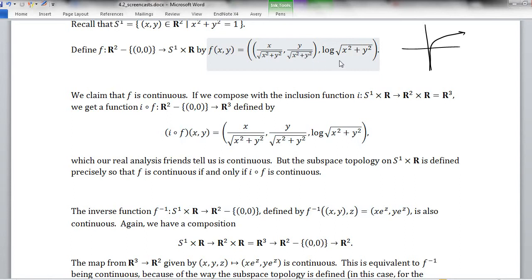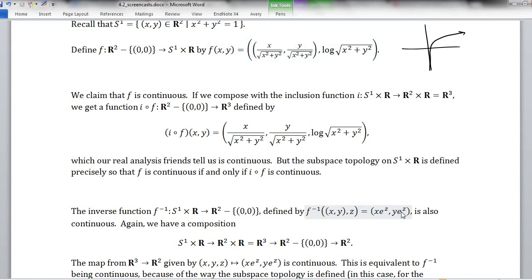And what is that? This corresponds to our z here. So we have z equals log of root x squared plus y squared. And if you write that in exponential form, you get e to the z equals root x squared plus y squared. So if we want to cancel these out, all we have to do is multiply the first two coordinates by e to the z. And that's exactly what we do. x times e to the z, y times e to the z.